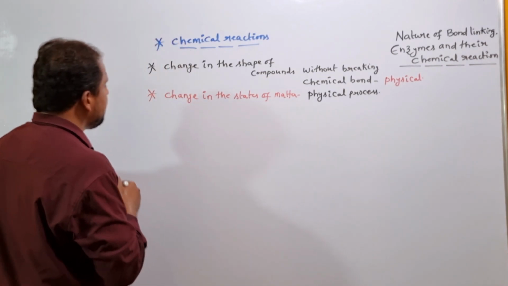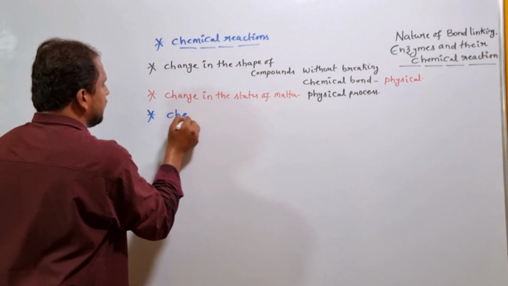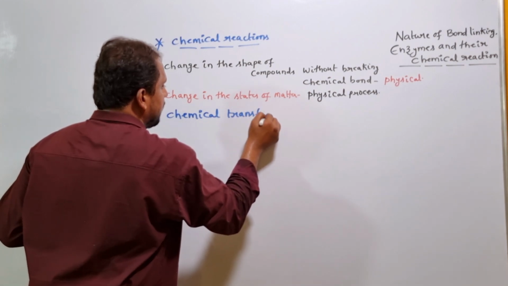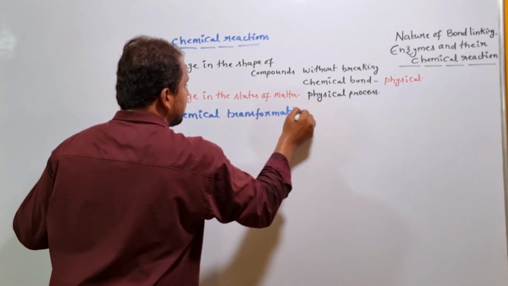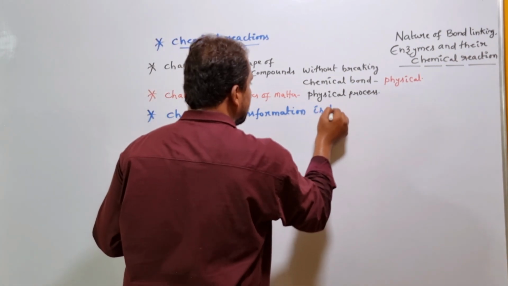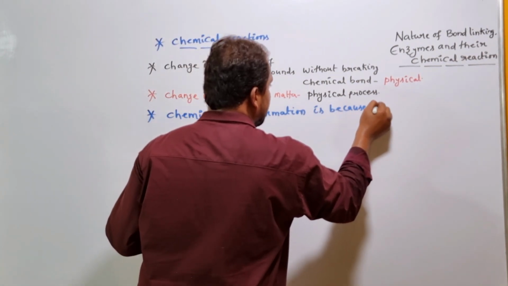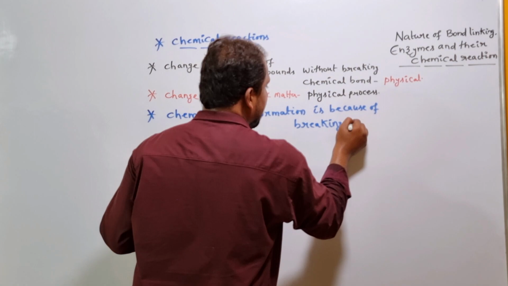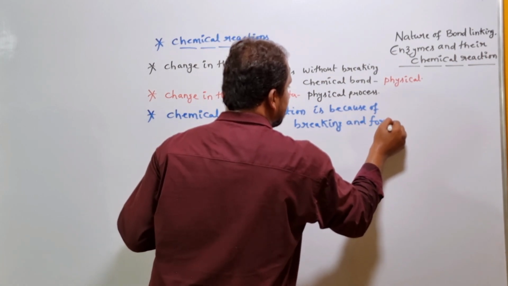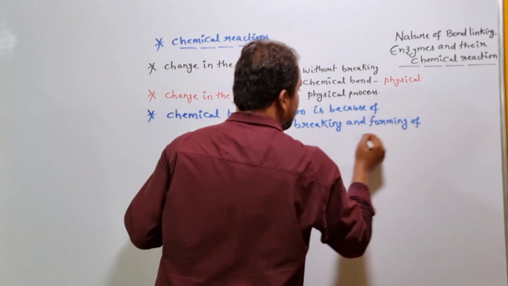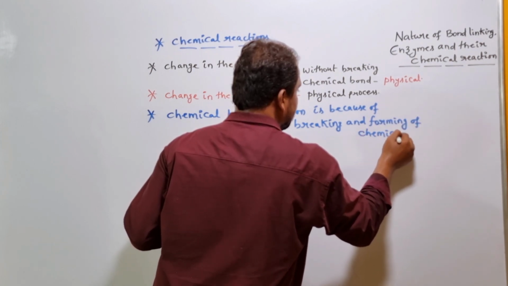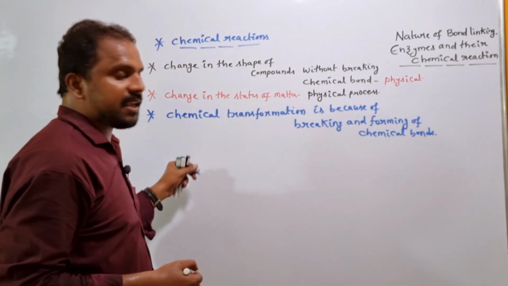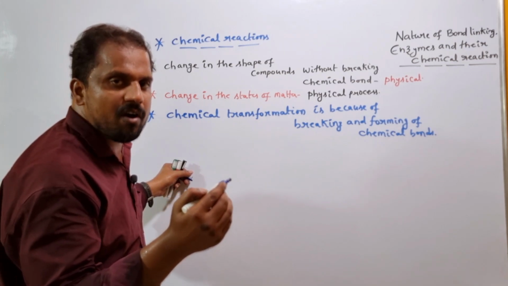Is it clear? Chemical transformation is because of breaking and forming of chemical bonds. Is it clear? In order to understand the specific chemical transformation, let me give you one common example.